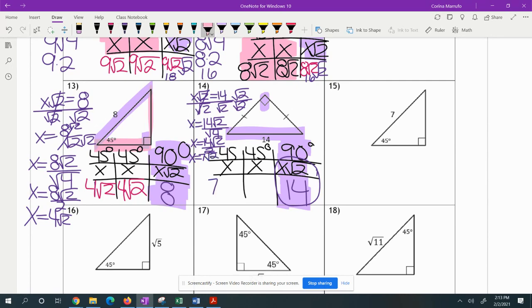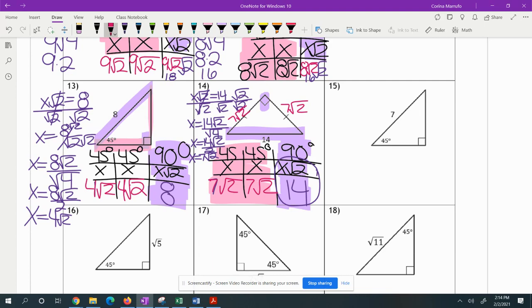So that means that these two sides, since they're both equal, are both 7 square root of 2. Okay, so this side is 7 square root of 2. And this side is 7 square root of 2. All right.